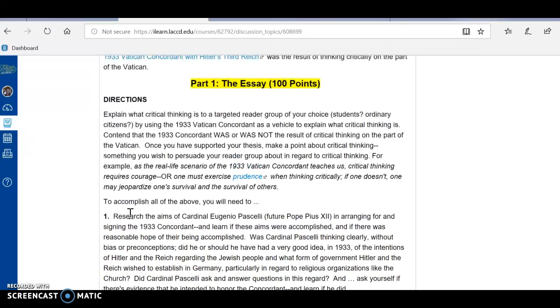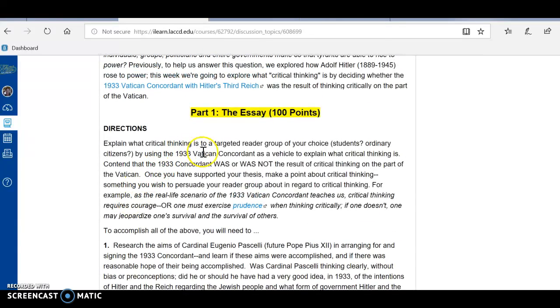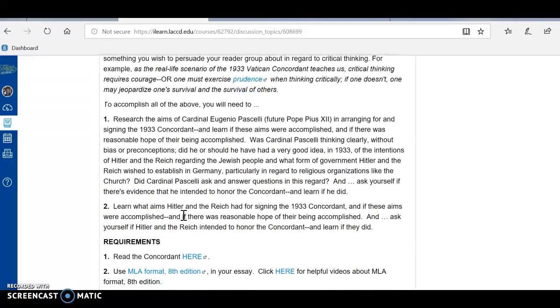So you are writing to a reader group using the Vatican Concordat as a vehicle to explain what critical thinking is for a point you want to make, something you want your readers to understand about critical thinking. And I give you two suggestions here, but you may make whatever point you want to. Okay, so to accomplish all of the above, you will need to, 1, research the aims of Cardinal Eugenio Pacelli, future Pope Pius XII, in arranging for and signing the 1933 Concordat, and learn if these aims were accomplished and if there was reasonable hope of their being accomplished.